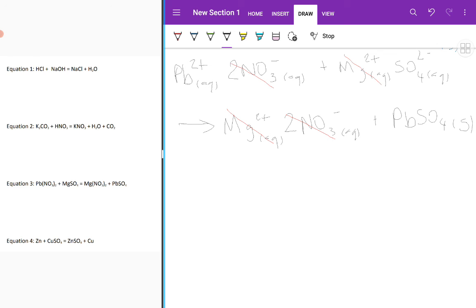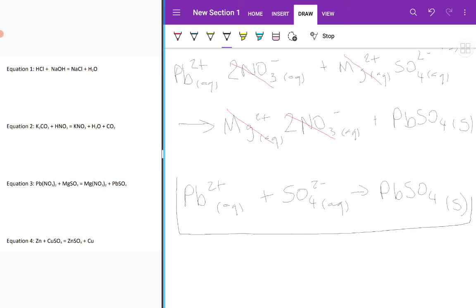So we have removed our spectator ions. What do we have left? We have Pb2 plus aqueous plus SO4 2 minus aqueous, giving us PbSO4 solid. And this is our net ionic equation.